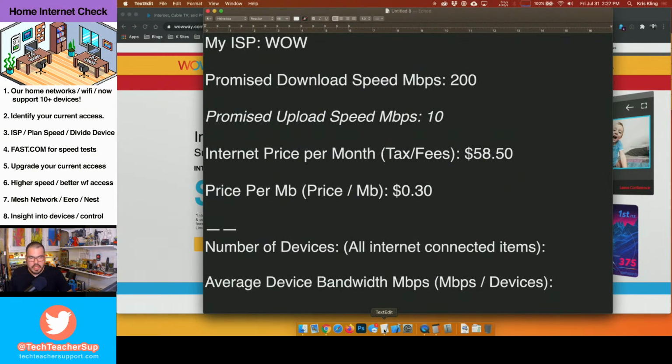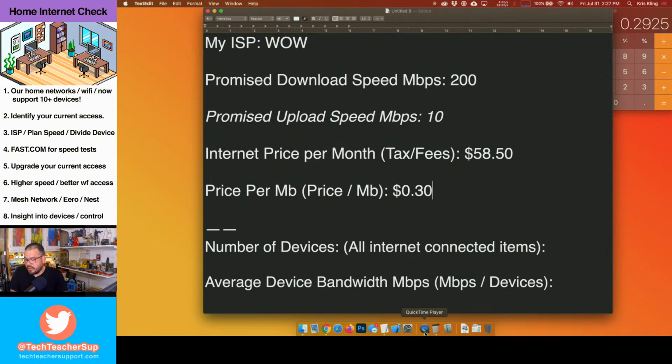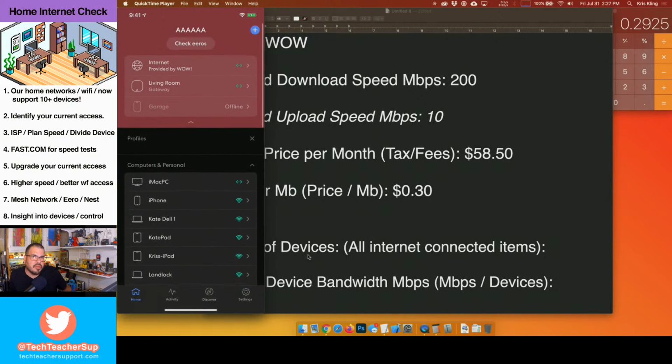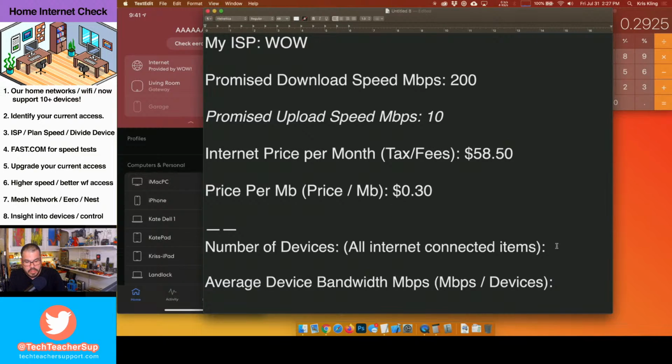All right. Now comes how you figure out how much bandwidth you're using per device. So you take the number of devices, and again, for example, here I have 19 devices. Your average house has around 12 devices. So you take your number of devices, I have 19 of them, and then you take your 200 megabits and you divide it by your 19 devices, right? And what does that equal?